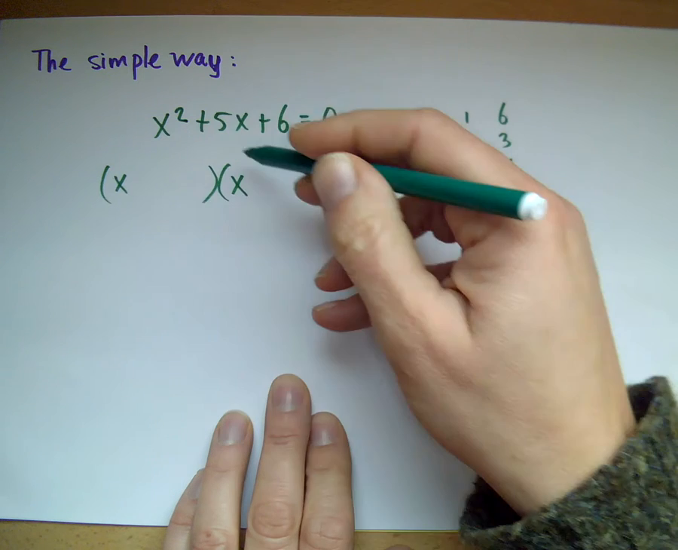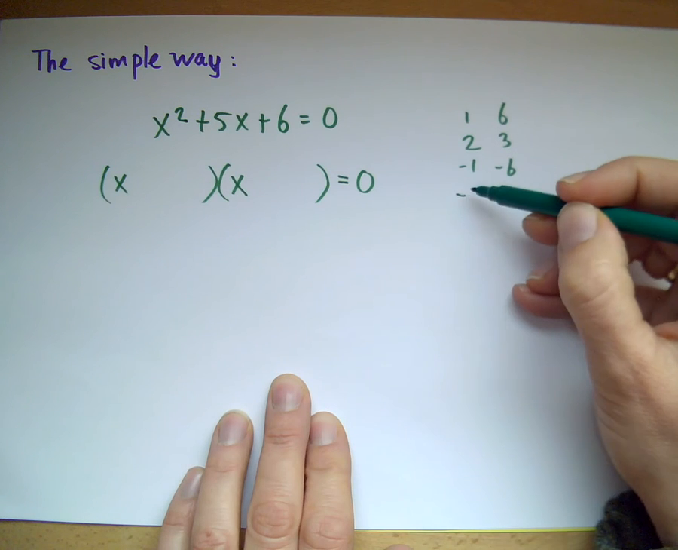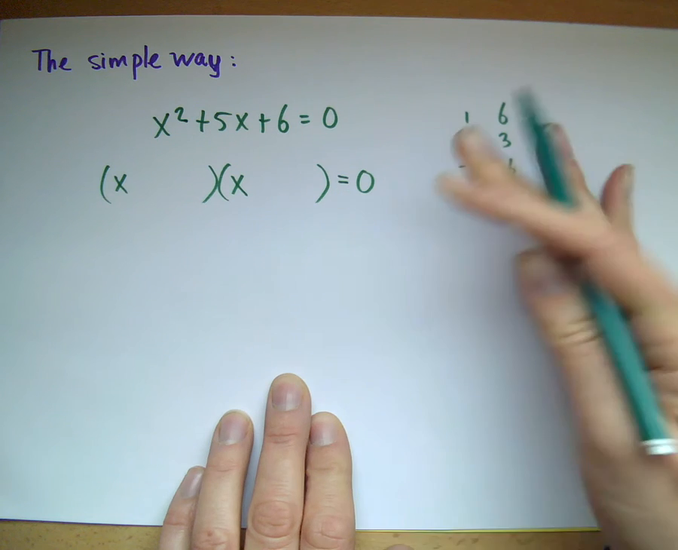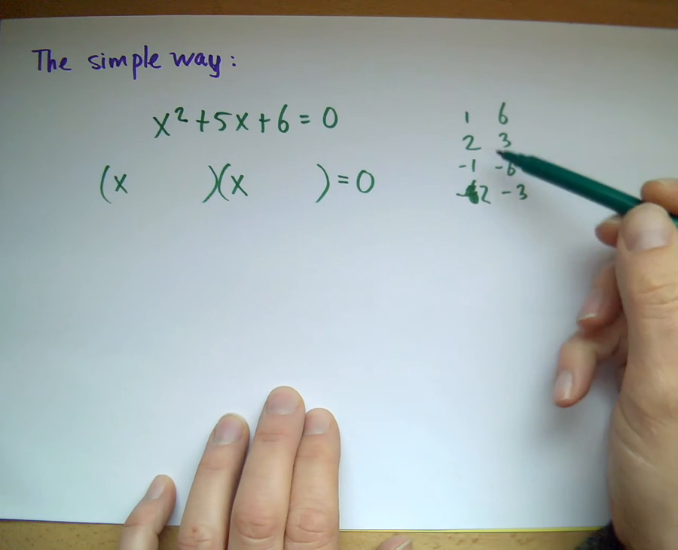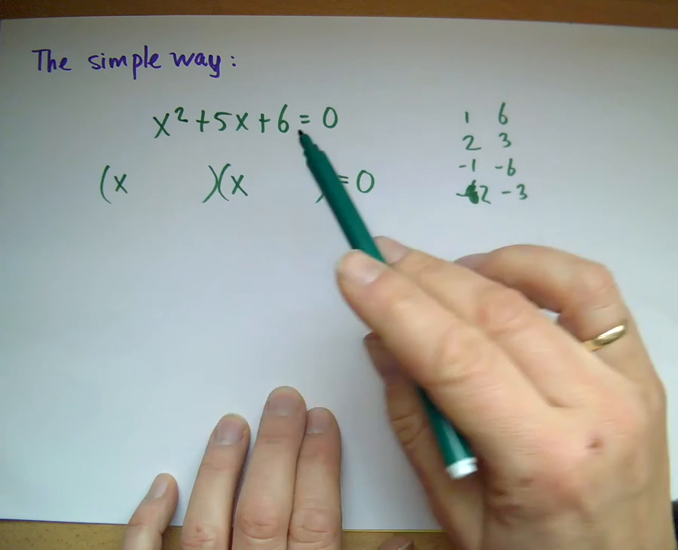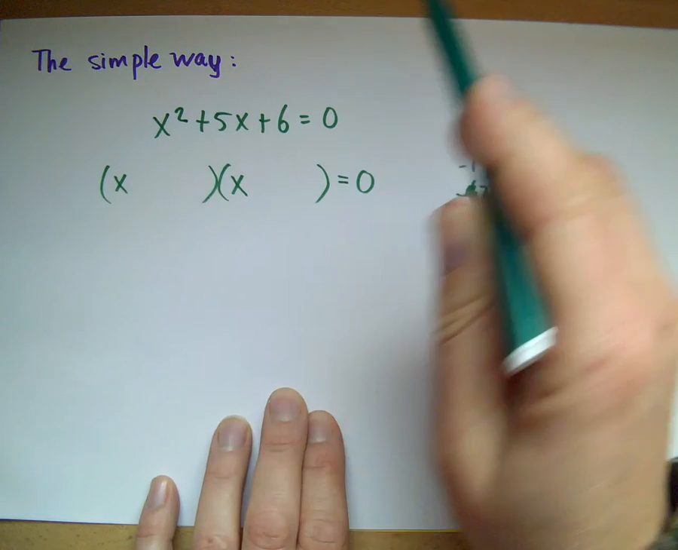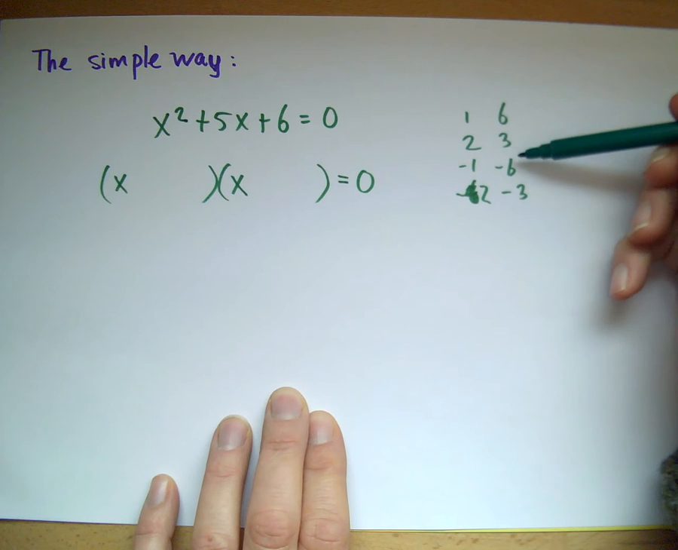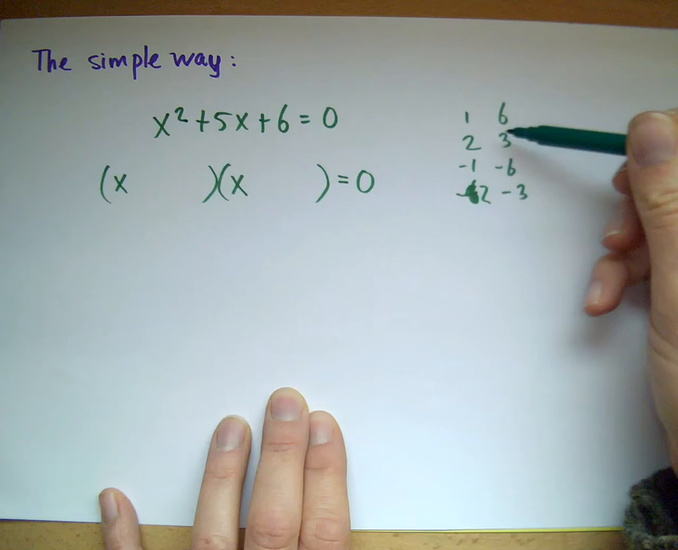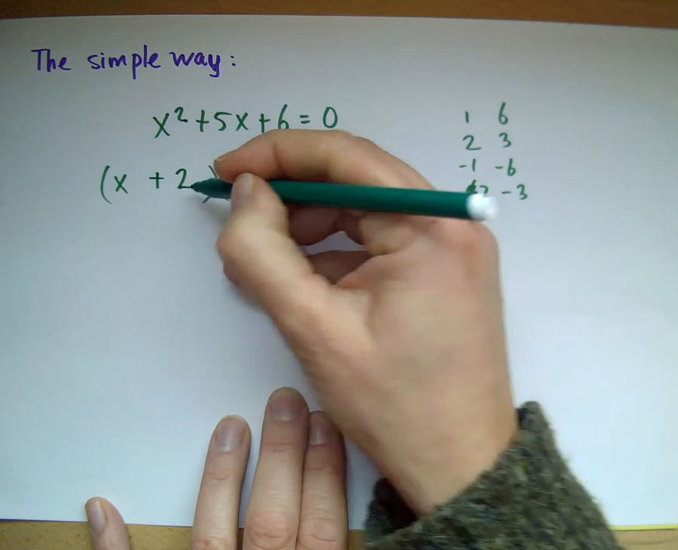We know it's not going to be negative because this is positive. Or negative 2 times negative 3, or switched. Which of these four pairs add up to give 5, a positive 5? Which two add up to 5? Well, these do. 2 and 3, plus 2 and plus 3.